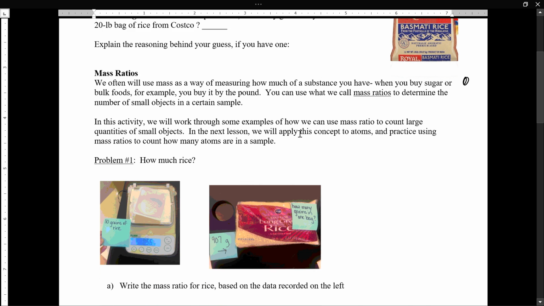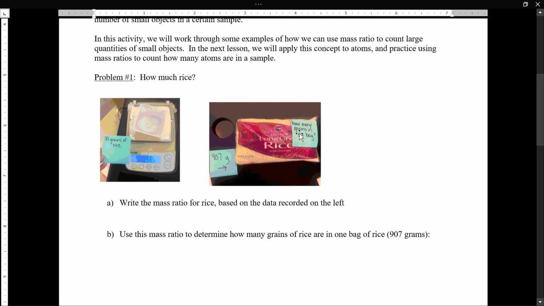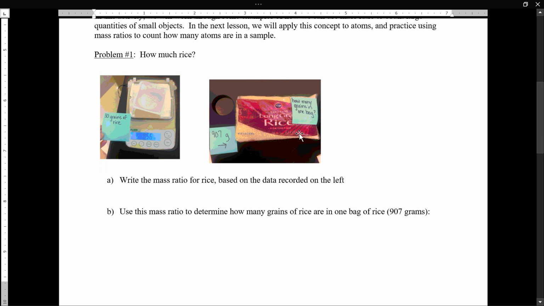So we're going to use mass ratios, and in this lesson we're using some examples with real life objects like grains of rice, things that we can kind of see. Then we are going to take this idea later and apply it to atoms, which are also real things, but we just can't see them. So we're going to start with things we can see.